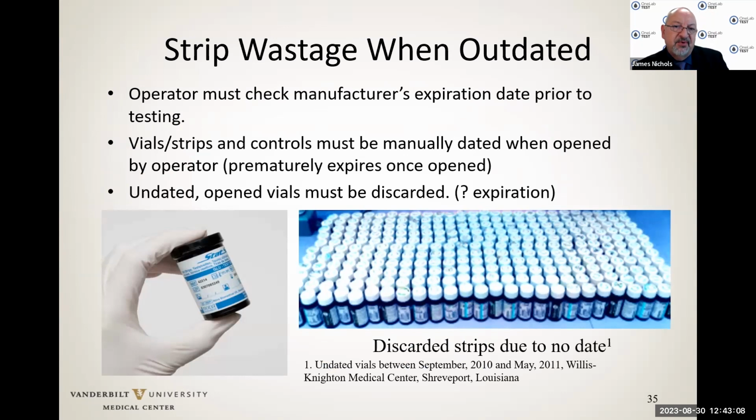Oftentimes, those manufacturer imprinted dates are a year or 2 out from manufacture. But if I pop the top off of this vial, humidity is going to affect lifetime. And so they will prematurely expire 30, 60, 90 days after opening. That requires the operator to cross out the manufacturer's expiration date and redate it with an open date, so that we know the date it's been open, and we know when it's going to expire, and discard those before we use expired reagents.